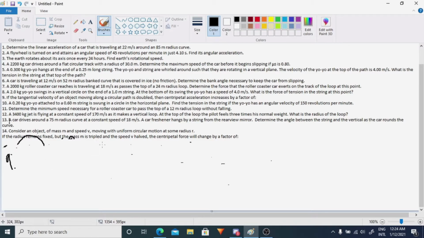Okay, question 9. If the tangential velocity of an object moving along a circular path is doubled, then the centripetal acceleration increases by a factor of. So let's think about this. The centripetal acceleration, that is AC, and it's asking about tangential velocity. Tangential velocity means, on a circle, if you choose a point, let's say we choose the top, if it stops turning and just continues in a straight line, how fast it is going in that straight line. So it's the linear velocity at that moment. That's what it means by tangential.